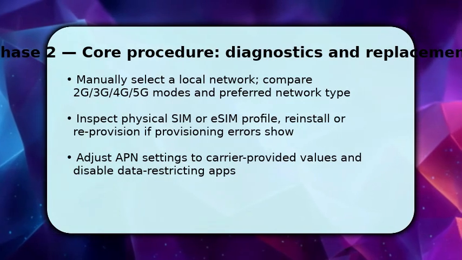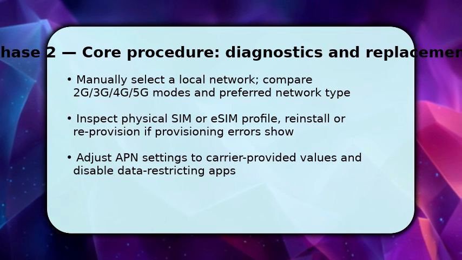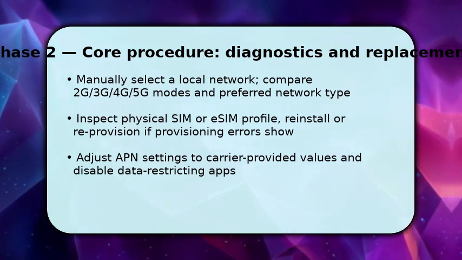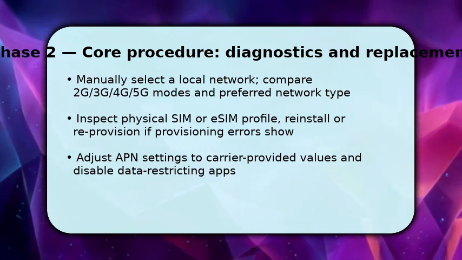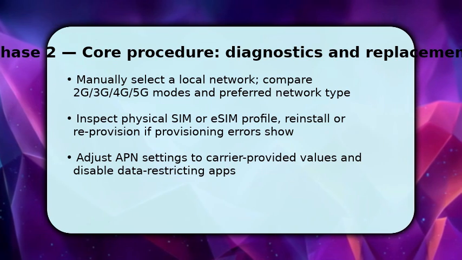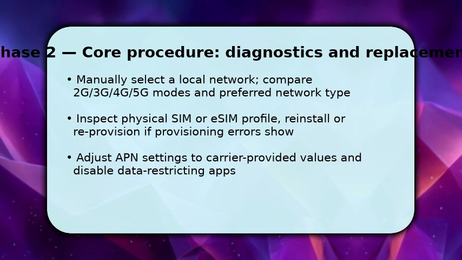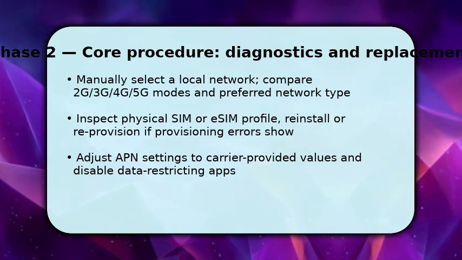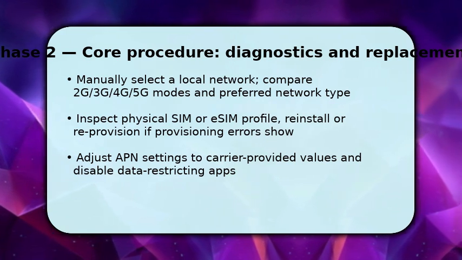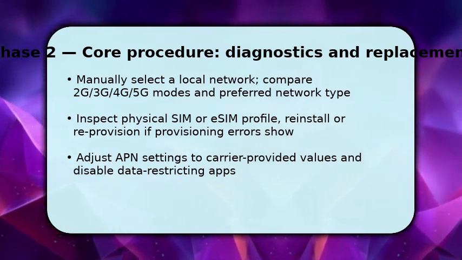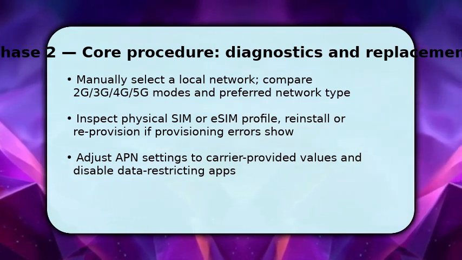Once the basics are done, you dive into network settings to resolve lingering issues. Manually select a compatible local network if automatic fails, because this forces a handshake that often fixes roaming registration. Next, check the SIM or eSIM profile, remove and reset the physical SIM, or re-download the eSIM profile if provisioning failed, since corrupted profiles block service. Then edit APN settings to the exact values the carrier gives you, and make sure no battery or data saver app is preventing background network access.